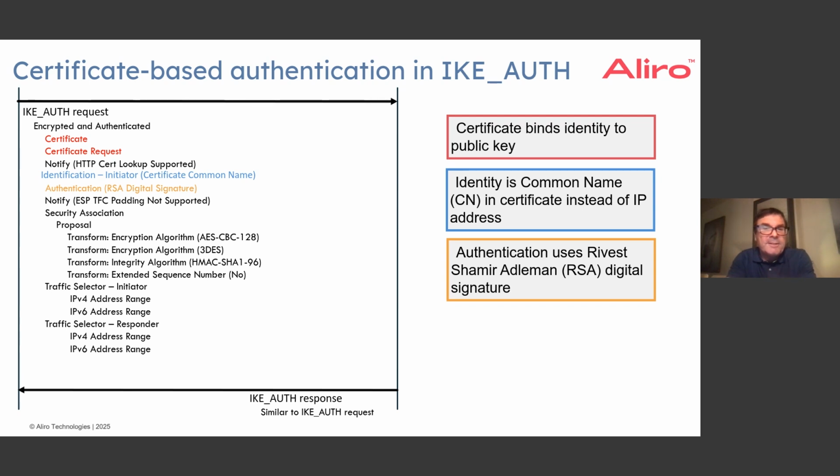First, the IKE message includes a certificate, and that certificate is used to bind a public key to an identity. Second, the identity is provided in the form of a common name instead of an IP address. And third, the authentication method is negotiated to use some flavor of digital signature algorithm. In this case, we're negotiating to use RSA instead of pre-shared keys.